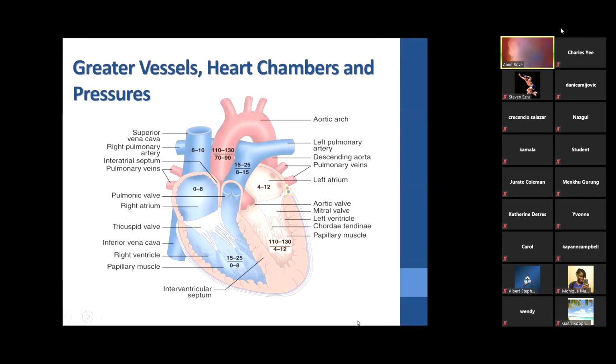This shows you a diagram of what kind of pressures you would expect in each of these chambers. That's important because it's going to tell you how well this heart is working, how well this cardiovascular system is working. On the right side, in the vena cava, you're going to find that that's equivalent to your CVP, your central venous pressure. So that's 8 to 10 millimeters of mercury.